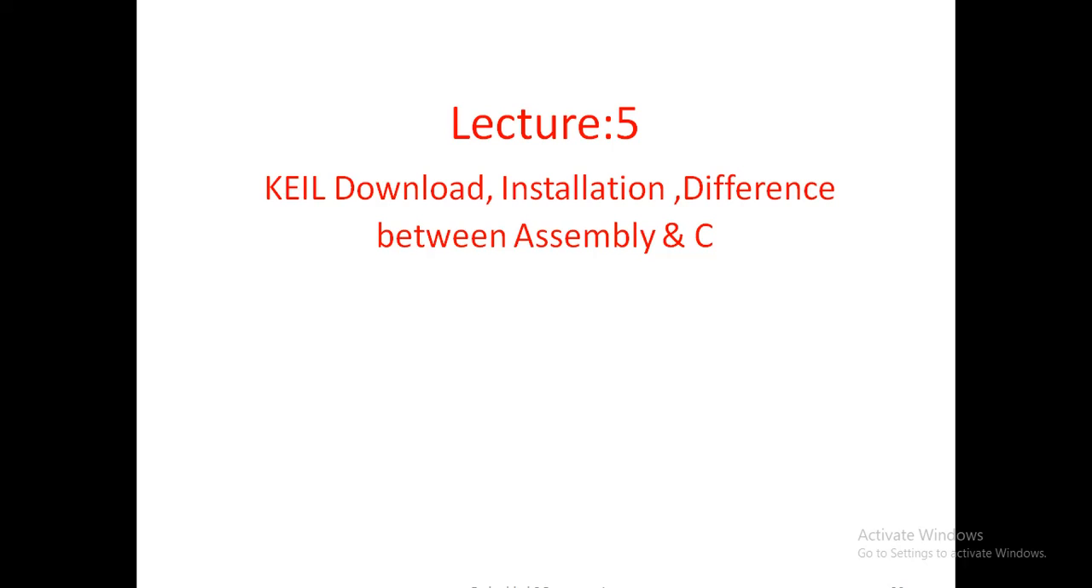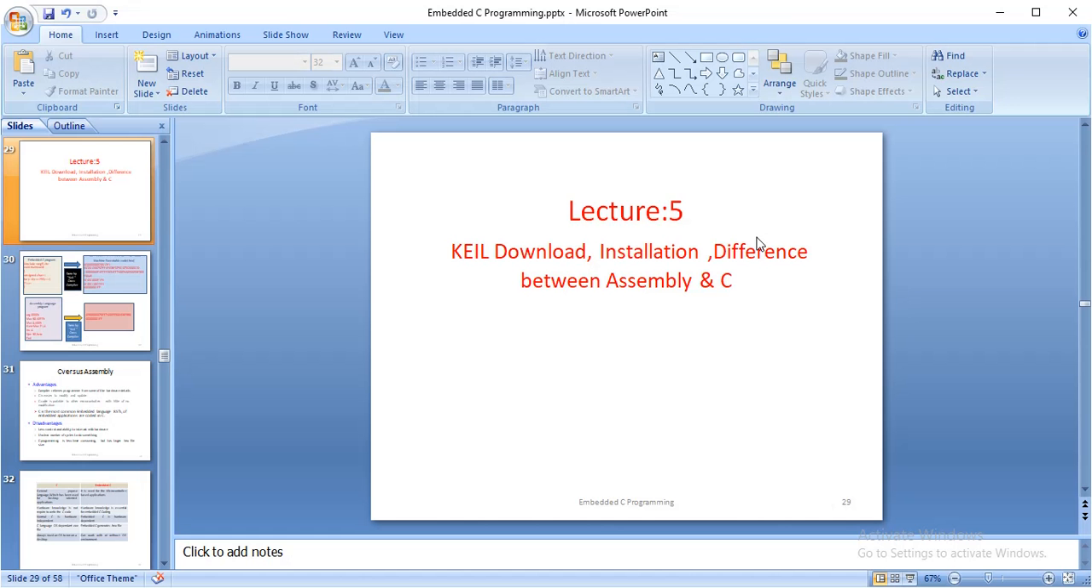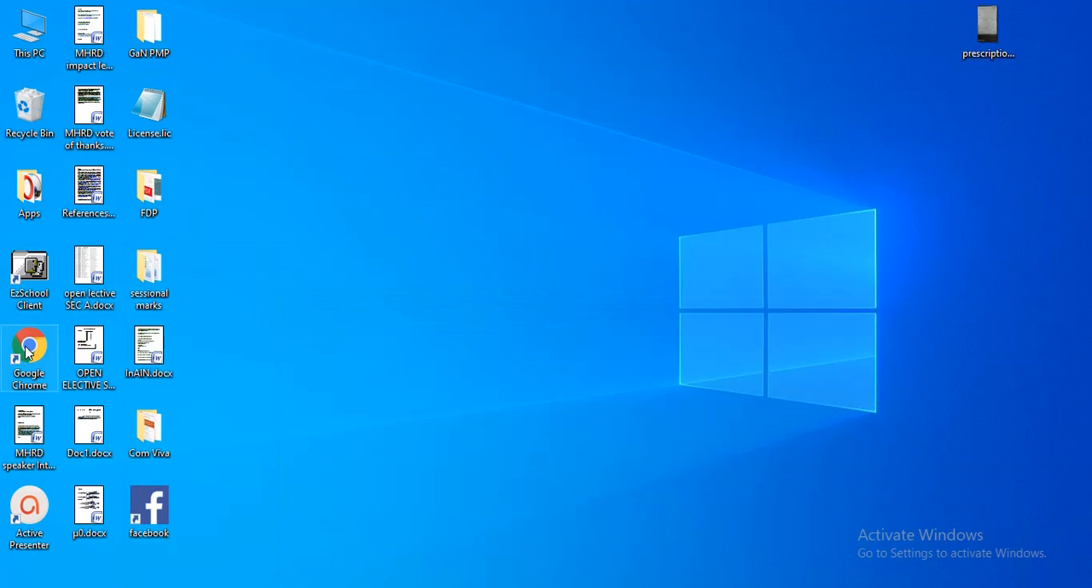Welcome to lecture 5. In this lecture we are going to download the KEIL software and see how to install it, and what is the difference between assembly and C language programming. Let's go and download the KEIL software.